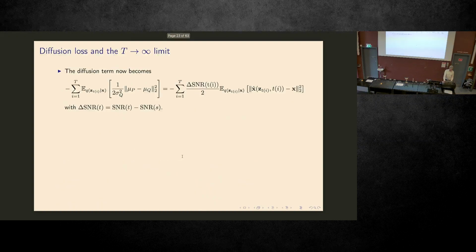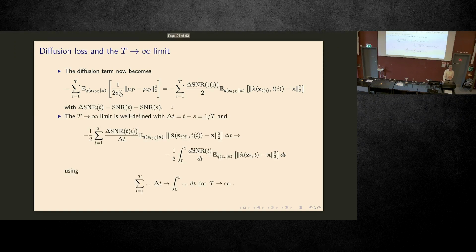But let's go back to the results. You can see we have this delta signal to noise ratio that already tastes a little bit of a derivative, right? Because if the layers are close, then this difference becomes small, so this would be closer to a derivative. So we can now try to take the t going to infinity limit, and we can do that by dividing by delta t. So delta t is just the difference in index between two adjacent layers, which is 1 over t, and then we multiply by t as well, right?